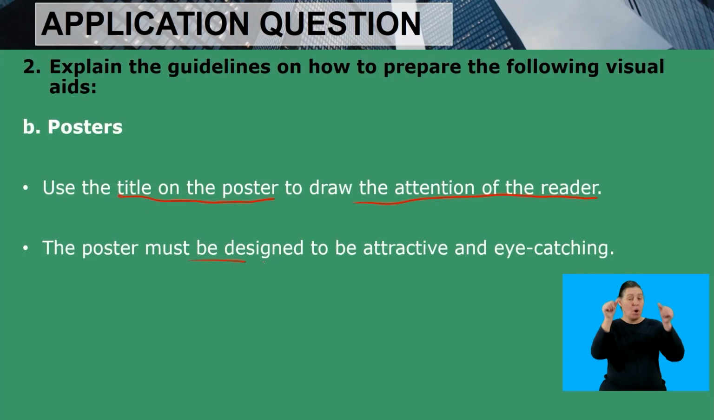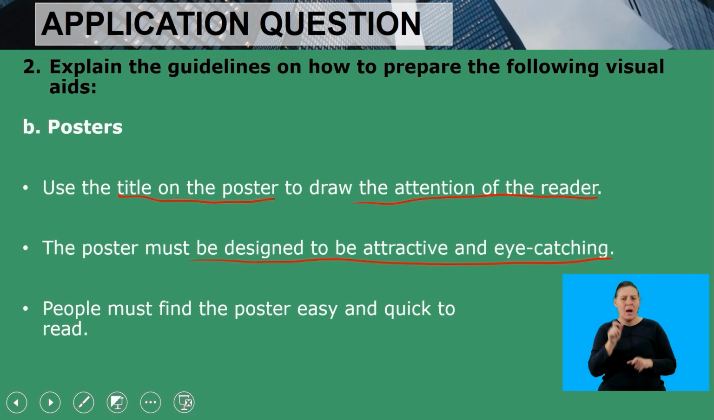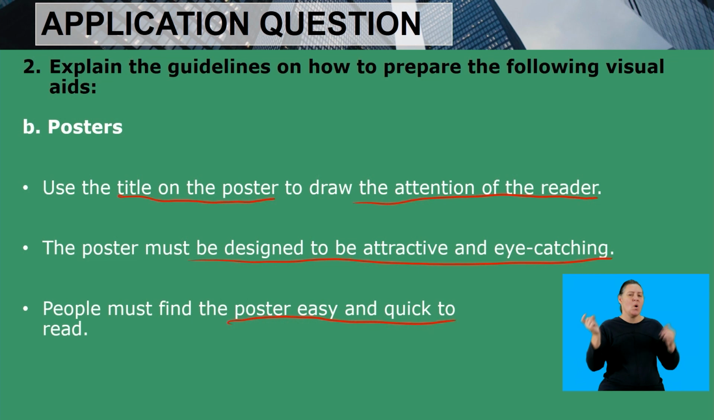The poster must be designed to be attractive and eye-catching. So the poster must be colorful. It must be eye-catching so that people are able to read what's written on the poster. People must find the poster easy and quick to read. You cannot just write a lot of information on the poster because people won't be interested, but it must be easily read by the reader.